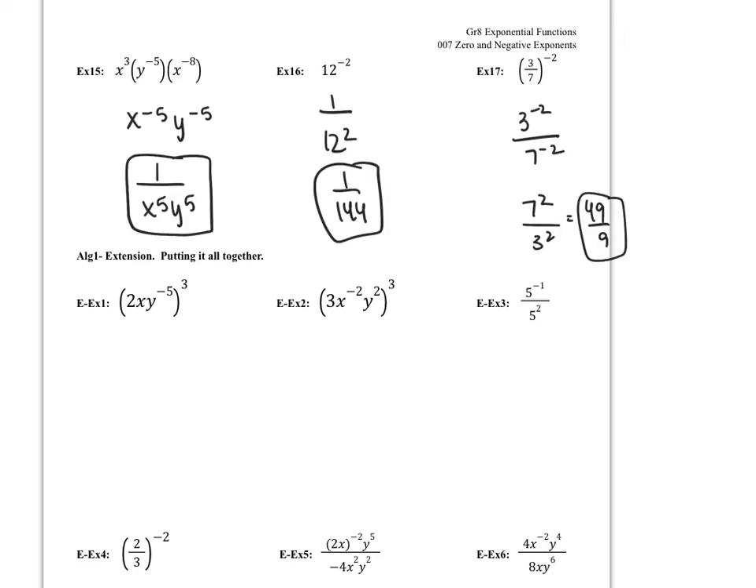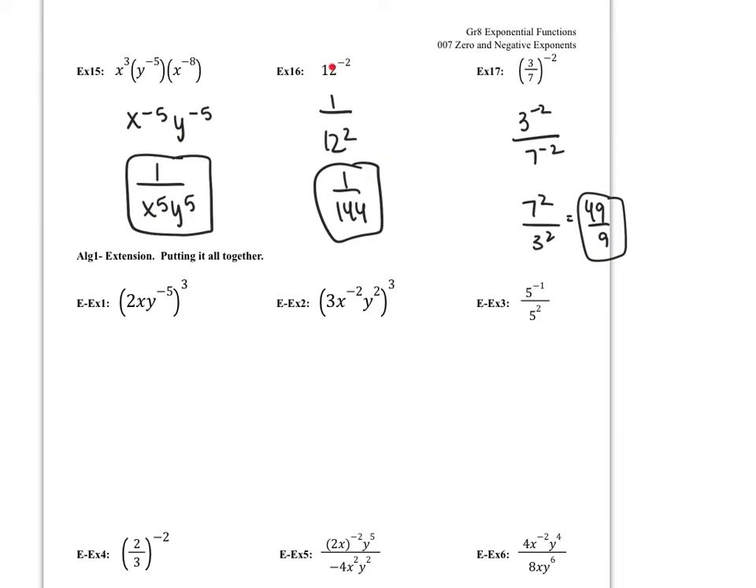So on example 15, I first noticed that I had 2 x's that were multiplying each other. Because they're multiplying, I can add their exponents, and 3 plus negative 8 is negative 5. So now both x and y have negative exponents, which means they both need to get bumped to the bottom. So that's going to become 1 over x to the 5th, y to the 5th.